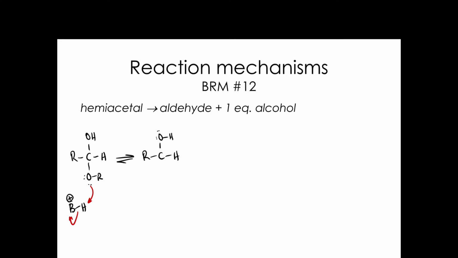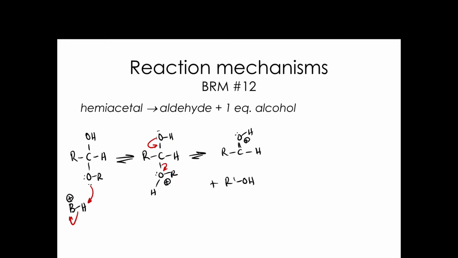And draw out my lone pairs on that oxygen atom because I know what my next step is going to be here. Now we're going to have this lone pair of electrons come down, form a double bond between that carbon and that oxygen. Our leaving group, now being protonated, easily departs, and we're left with an intermediate here. And we've eliminated this alcohol.